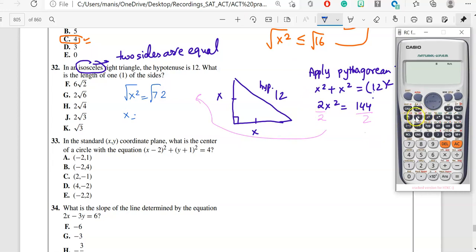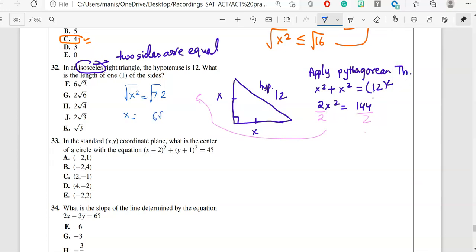That's your radical sign over here, and it says 72. 6 radical 2 is the answer. Yes, answer choice F is the correct answer for this question.